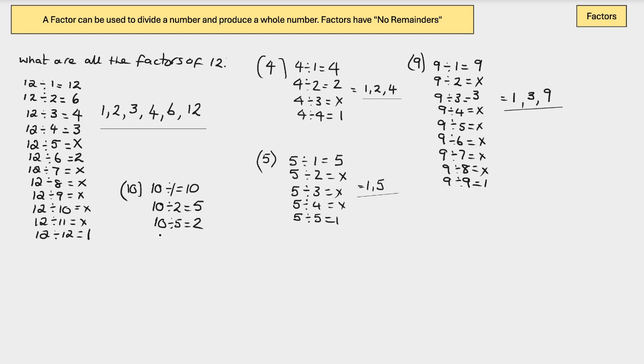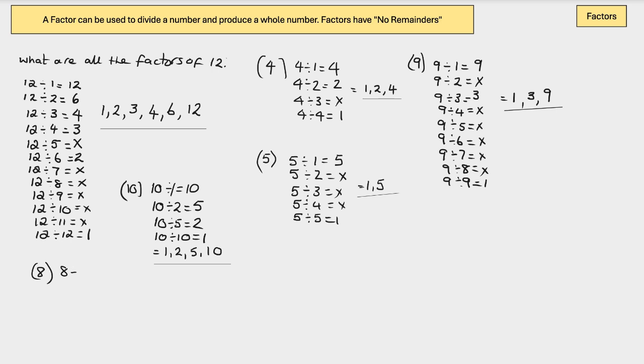Now, I know that there are no other numbers that go exactly into 10 now, apart from 10 in itself, which gives you 1. So you now know the factors of 10 are 1, 2, 5, and 10. Nice and simple. Let me do one more before I show you something a little bit spicier.